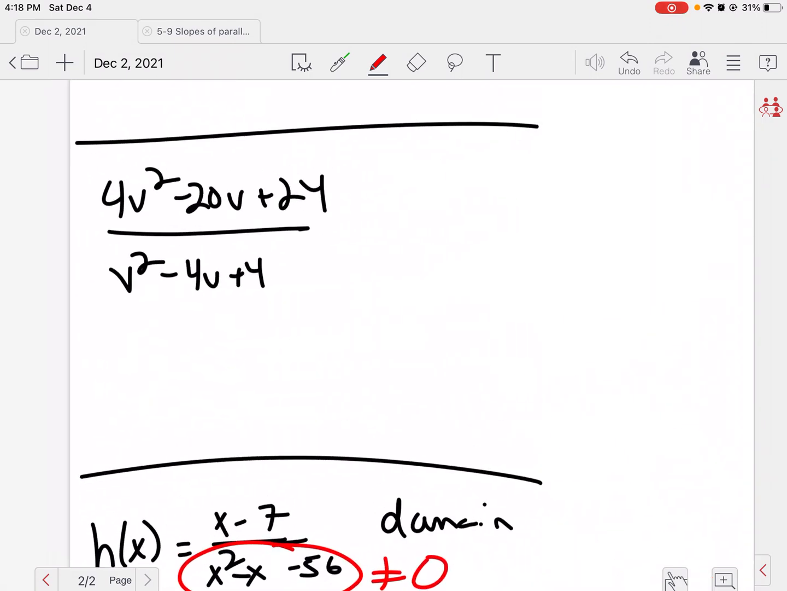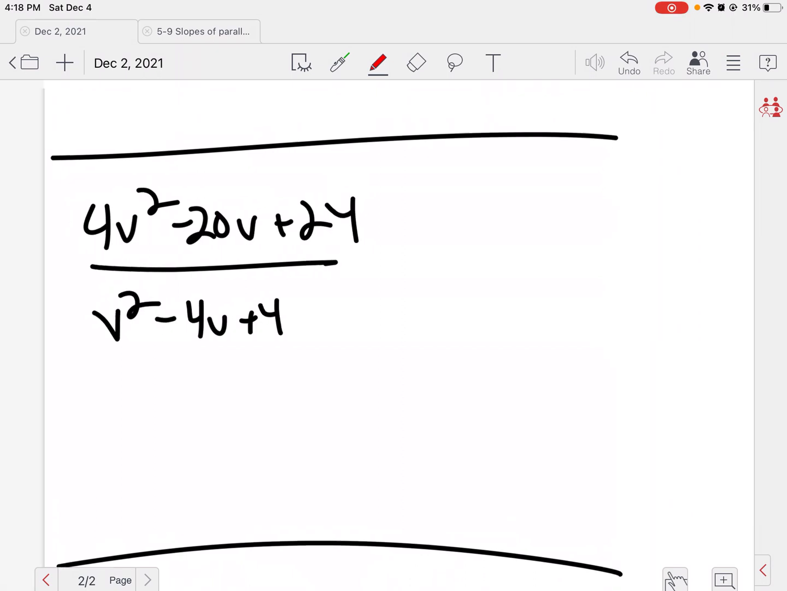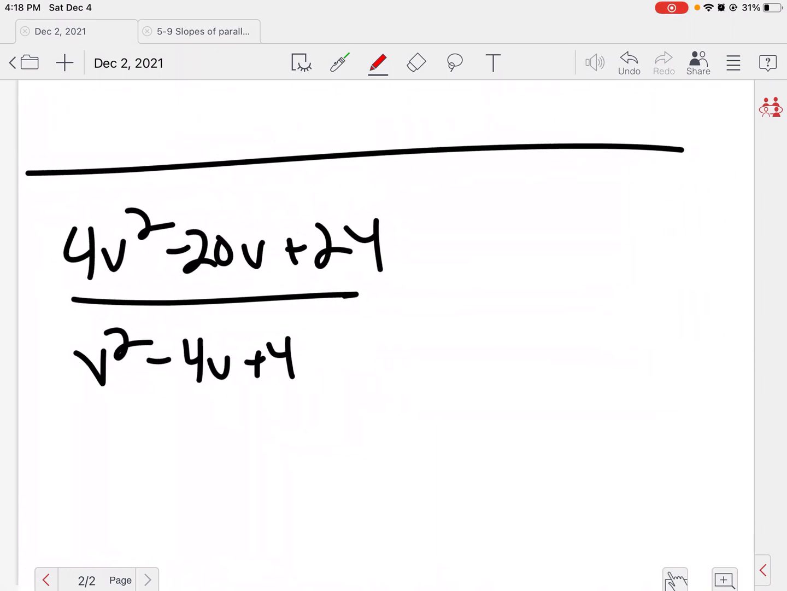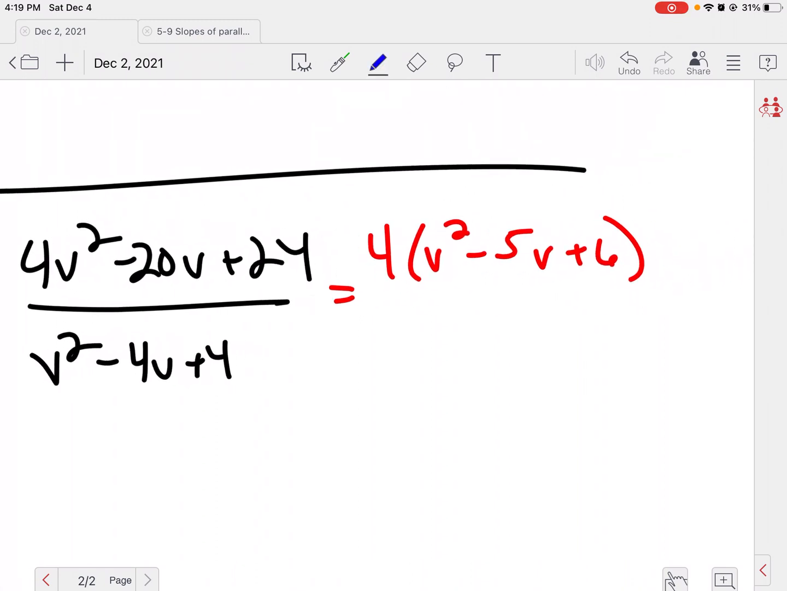For this next one, they want you to reduce it. So what you're going to do is look at the top and bottom and try to factor it out. The first thing I notice on the top is I can factor a 4 out. So I'm left with 4 times v squared minus 5v plus 6. And then I'm going to factor the middle term out as well. So this would be v and v. This would be 3 and 2 to get 6 and 5, and both of them would have to be negative to give me a negative 5.